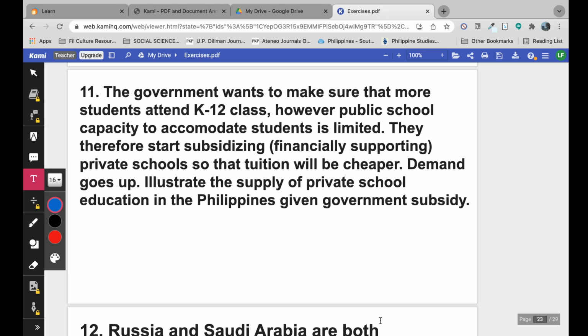What do you think will happen to the capacity of private schools, and at the same time to new private schools wanting to enter the market? If the government said they want to subsidize private schools because they are overcapacity na in public schools. So again, financially supporting the private schools. This is happening right now, diba? You have your subsidies for education. So mas naging cheap yung tuition fee natin kasi yung government yung nagbabayad ng part ng tuition fee ninyo.